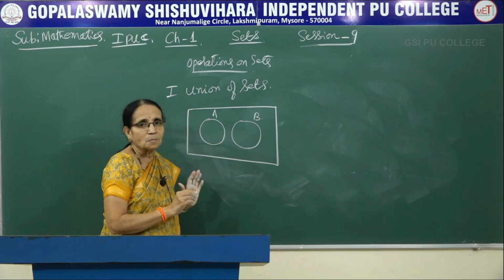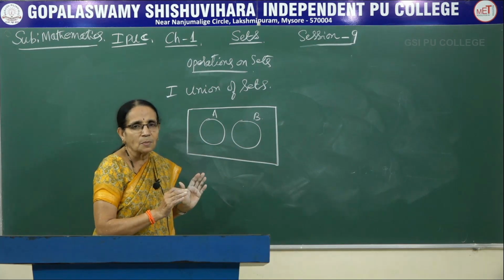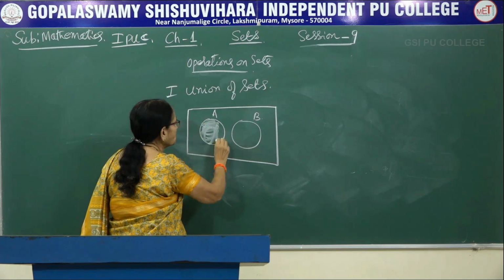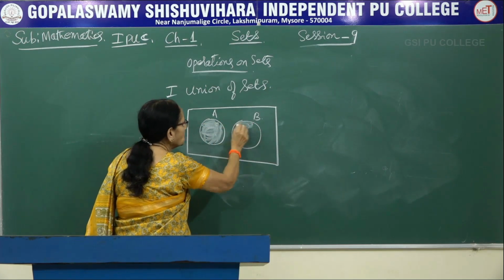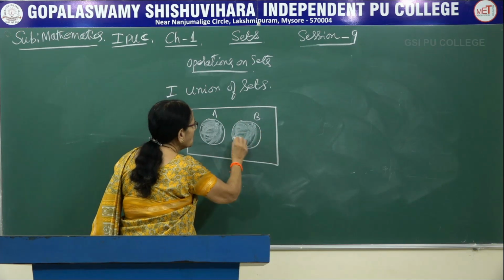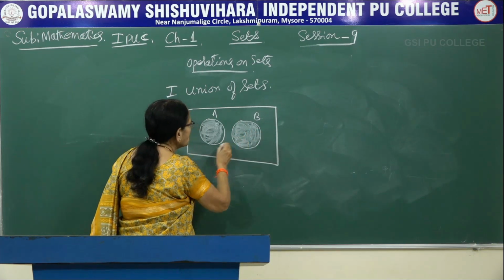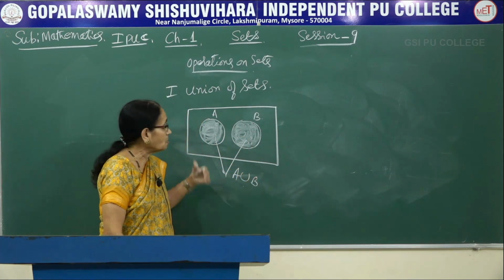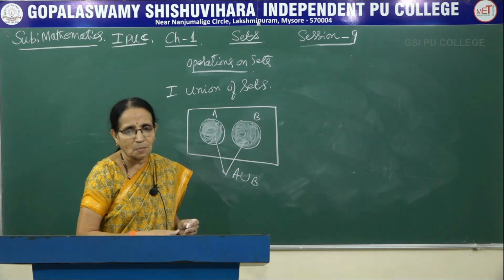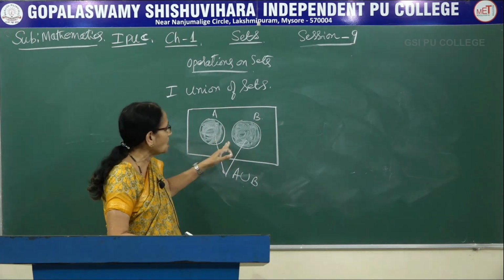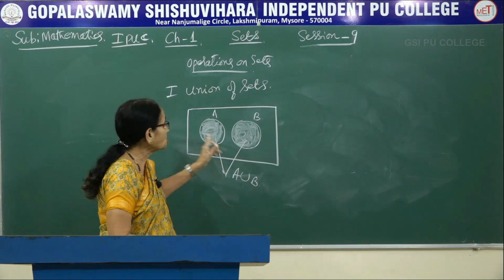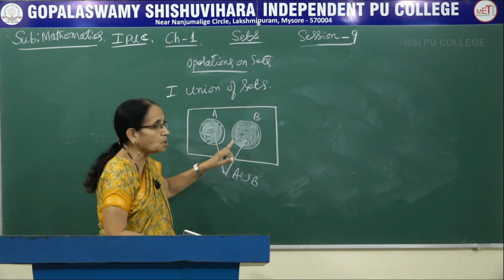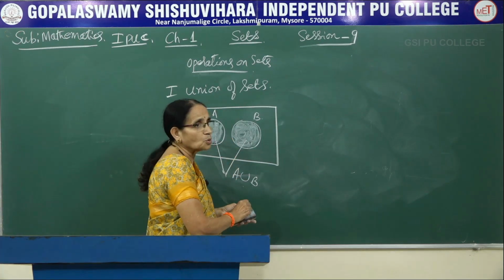What do you mean by A union B? It contains all the elements present in both the sets. So what we have to do is shade both of them. This shaded portion denotes the union. There may be common elements, may not be common elements. If there is no common element, write them separately and shade both the sets. The shaded portion always gives you the union of the two sets.